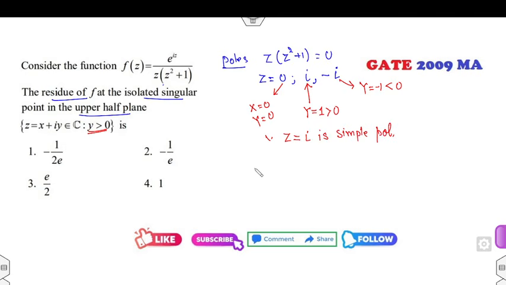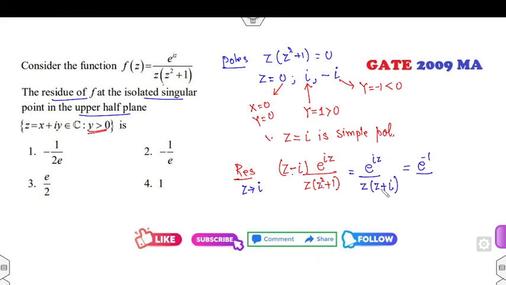Fine. So once it's a simple pole, how can you find the residue? I have to find e raised to power iota z over z into z square plus 1. Fine. I can cancel out this. It will be e raised to power iota z over z into z plus iota. Now take the limit z is equal to iota. It is e raised to power minus 1 over this is my 2 iota square. 2 iota square is my minus 1 over 2 e is my right answer of this problem.